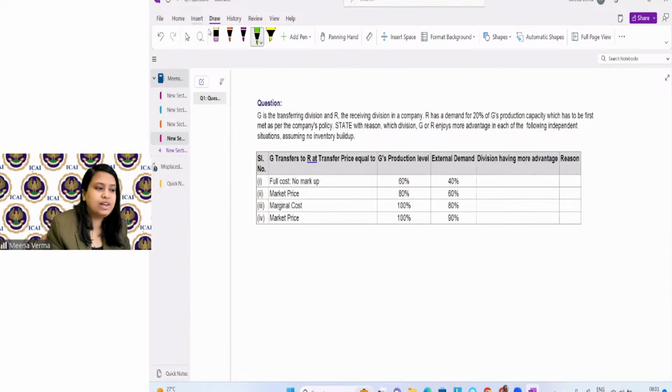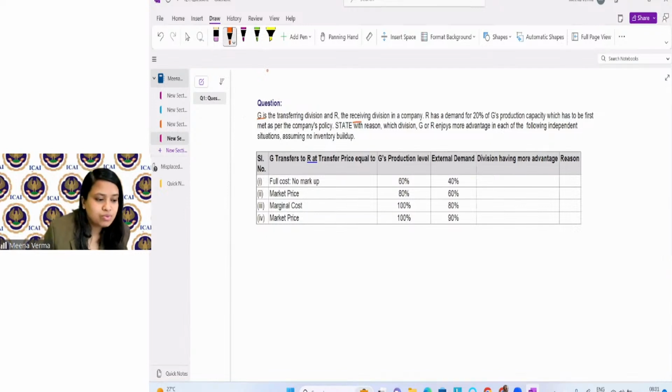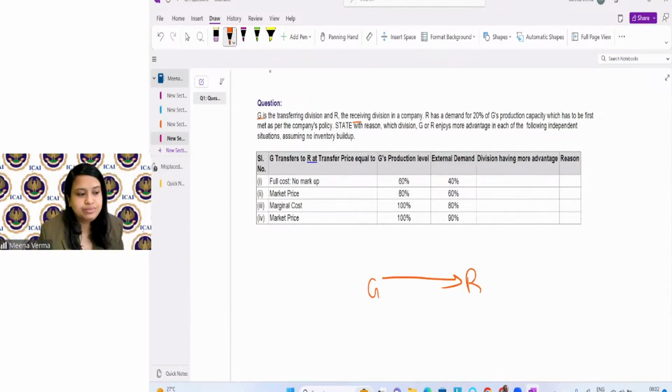So, see what will happen here. Let's read the question first. G is the transferring division and R is the receiving division. We have two divisions, G and R. G is transferring the goods to R. G is the transferring division, R is the receiving division.